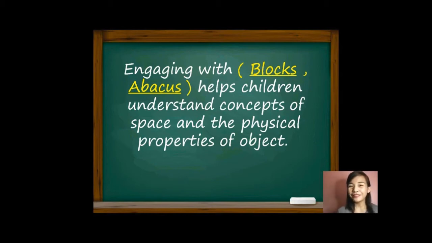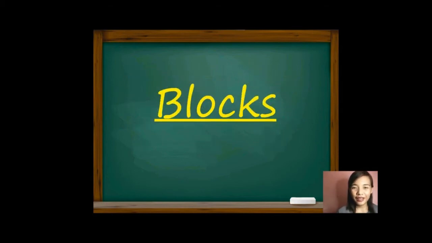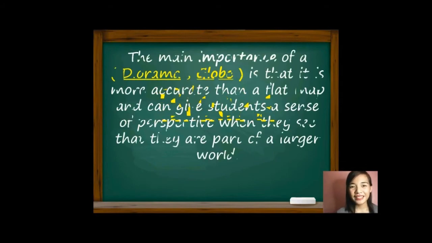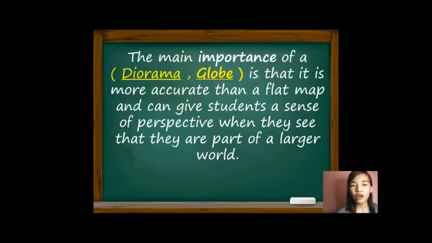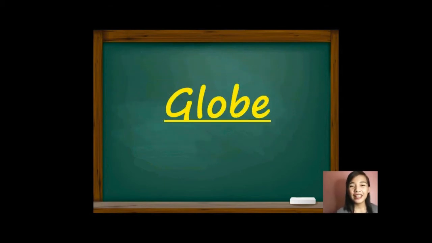Time's up. The correct answer is blocks. Yes, blocks. Abacus is used for counting numbers. Next, the main importance of a diorama or globe is that it is more accurate than a flat map and can give students a sense of perspective when they see that they are part of a larger world. You may choose between diorama and globe. Timer starts now. Time's up. The correct answer is globe, because a diorama portrays a scene in three-dimensional figures.